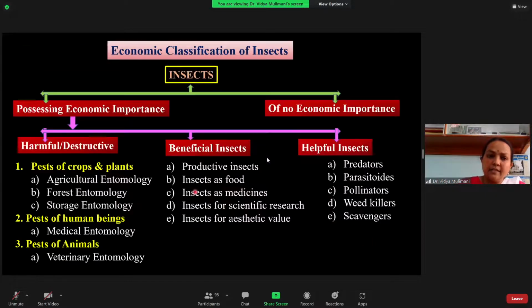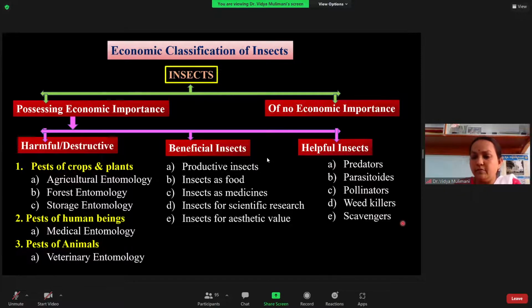The next category, which I have completed in the center, is productive insects as food, medicine, scientific research, and the aesthetic value. All are coming under the beneficial insects. The next category is the helpful insects, where they are helping human beings mainly by controlling insects as predators, as parasitoids, pollinators, weed killers, and scavengers.